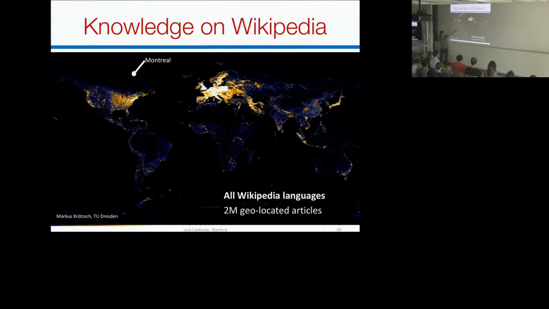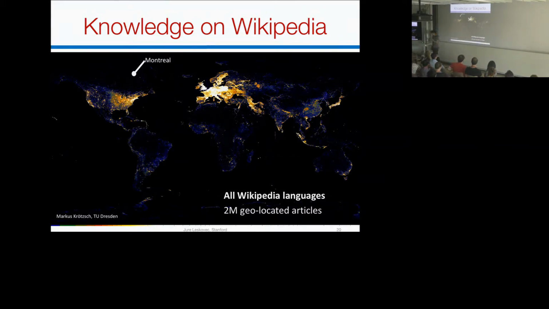You can learn a lot about Europe. You can learn something about parts of Northern America. You can learn maybe a bit about South America, but you can see other parts of the world that are completely empty, right? There's no articles that would talk about whatever is happening there, right? And that's a problem, right? And this is all Wikipedia.